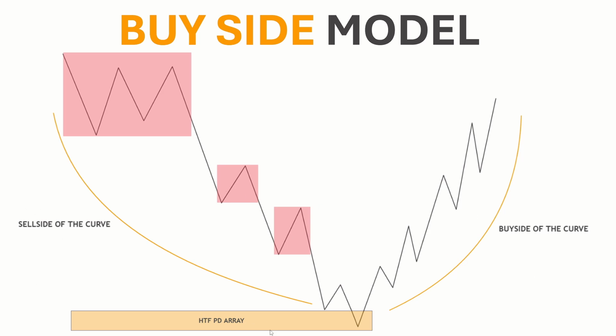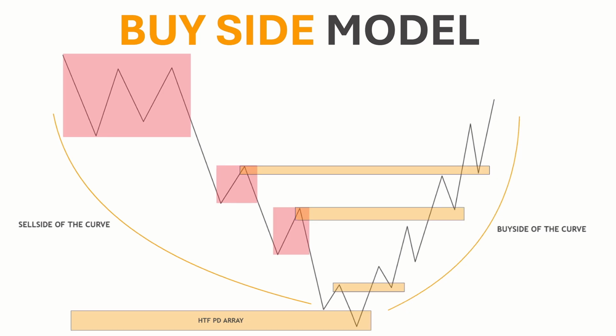We hit a higher time frame PD array, where we get a smart money reversal, and market starts to reverse. Now, you guys may be asking, how can I use these models to frame my entries? Now, right here, guys, you can see old order blocks, which we call breaker blocks.